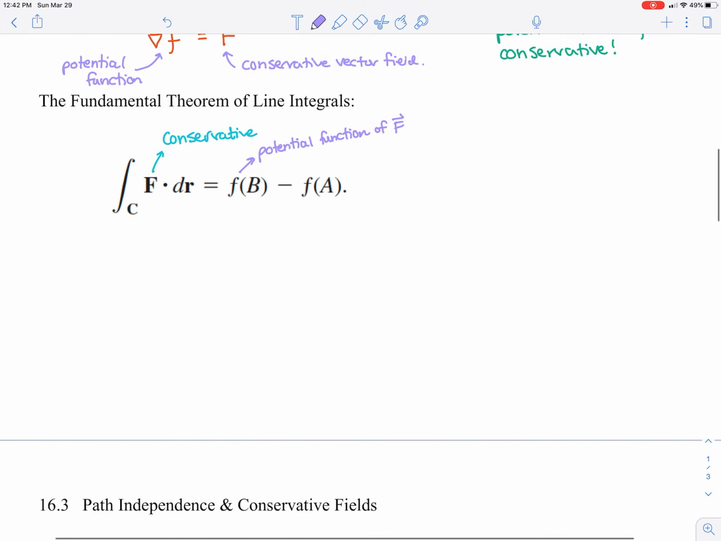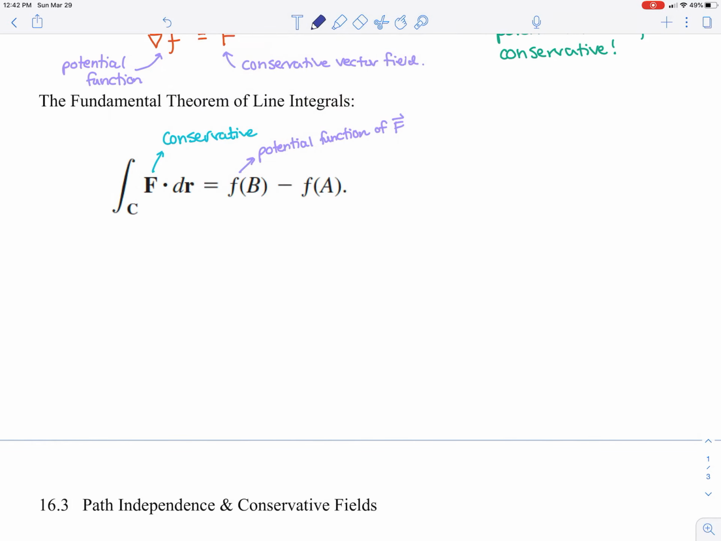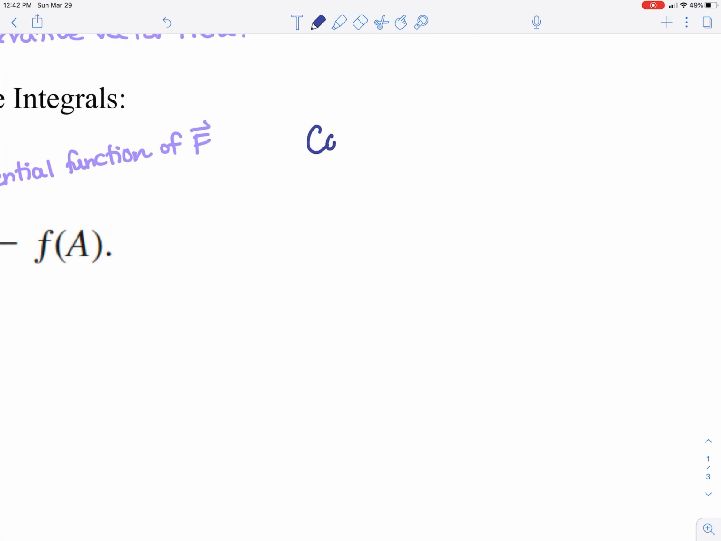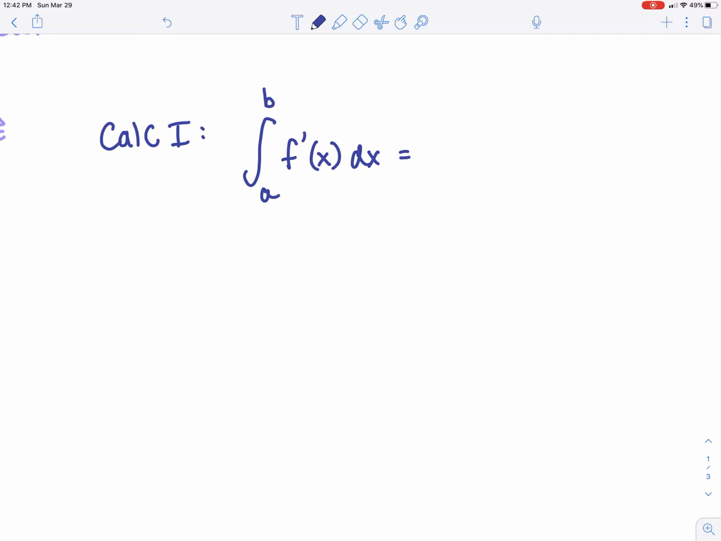And this looks very similar to the fundamental theorem of calculus from Calculus 1. So let me draw a little comparison here. From Calc 1, the fundamental theorem of calculus, as we knew it before, was the integral from a to b of the derivative of some function, f prime, is just f evaluated at the endpoint minus f evaluated at the starting point.